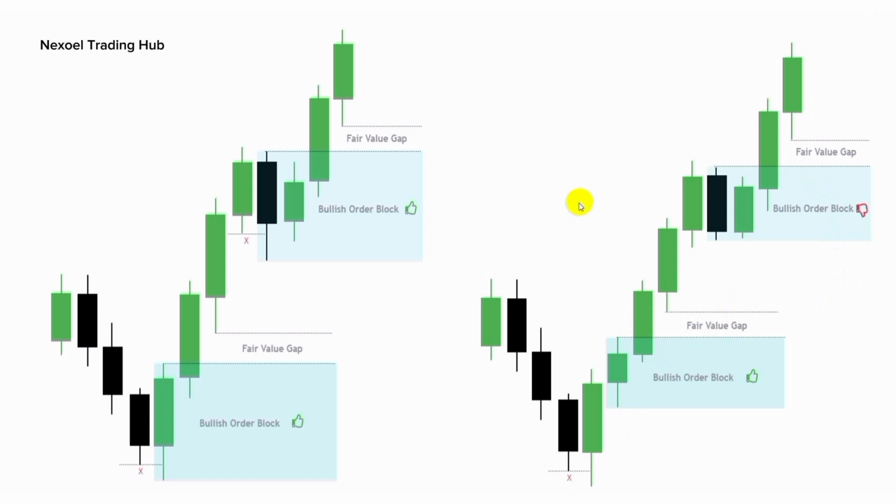So you want to actually see these three criteria: takes out liquidity, leaves a fair value gap or imbalance, and then breaks market structure. If you actually want to work with two criteria, it is also possible. But for you to have a higher probability, you want to see an order block that takes out liquidity, leaves a fair value gap, and also breaks market structure.